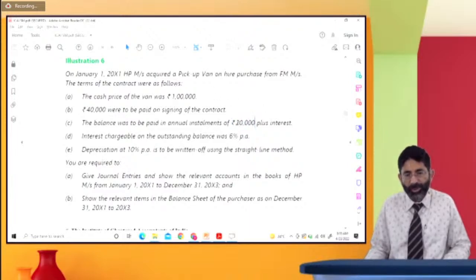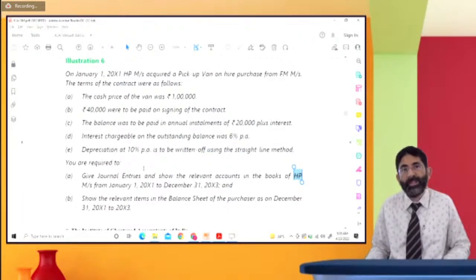Here it is 20,000 per annum plus interest. Depreciation rate is 10% on written down value method. No, on straight line method. It is to be written off using the straight line method. So you have to pass journal entries and show the relevant items in the balance sheet in the books of HP. So it is in the books of HP, that is the purchaser.